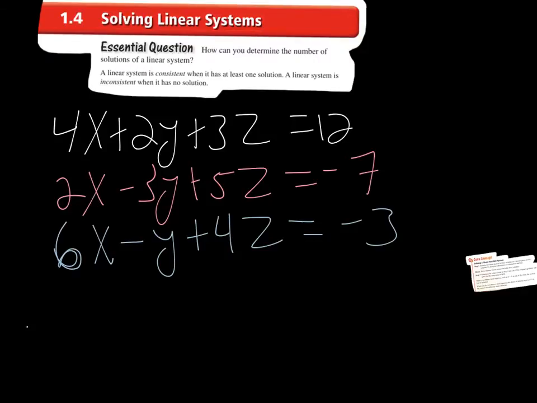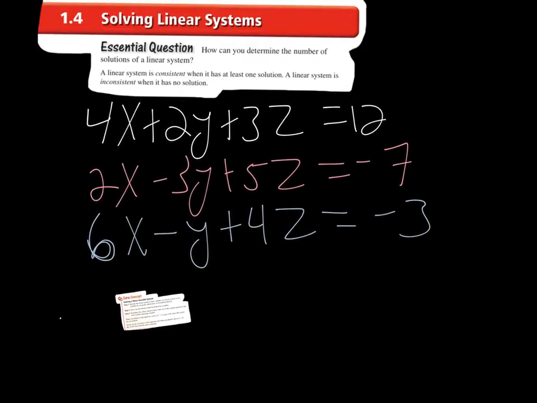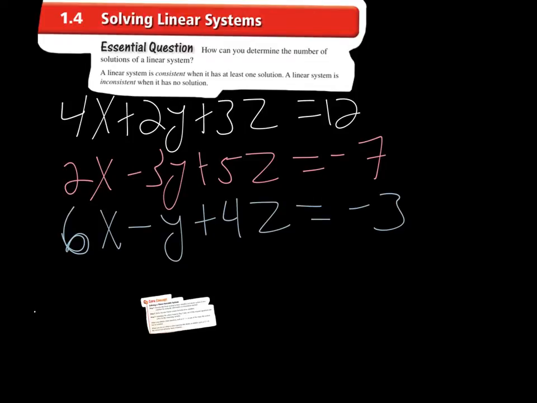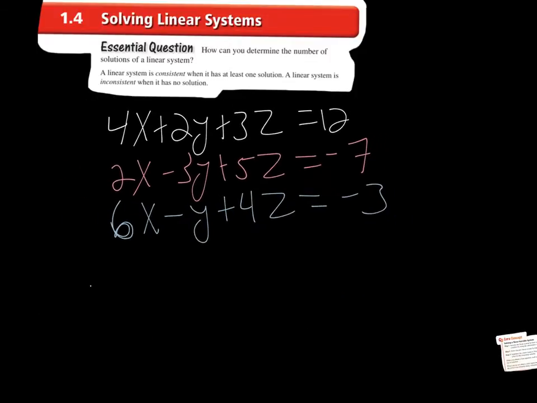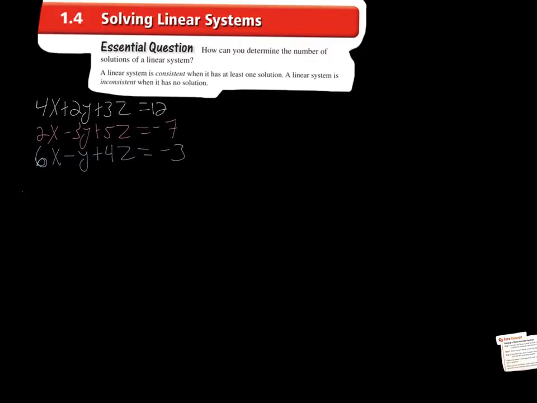So what we need to do is go ahead and figure out how to rewrite that linear system in three variables as a system in two variables. So what we want to do is, I'll make this a little bit smaller, I'll put it up here, and rewrite the top one. So I'm going to rewrite it as 4x plus 2y plus 3z equals 12.